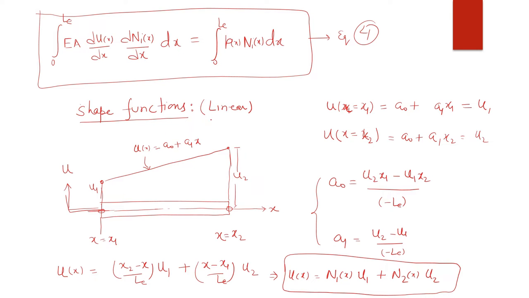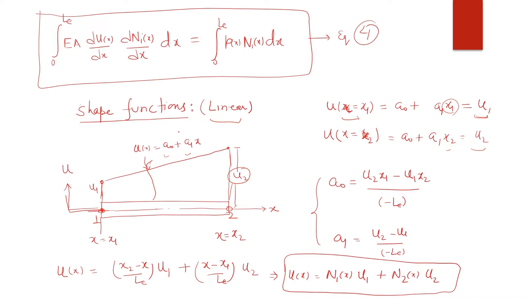Now, for the shape functions, if we are using linear shape functions, we have node 1 and node 2. Therefore, the displacement at node 1 would be u1 and at node 2 would be u2, and the variation of displacement in between the two nodes would be a0 plus a1x. Okay, so we can solve these linear equations at x equals x1, at node 1: a0 plus a1 x1 equals the nodal displacement u1. Similarly, u at x equals x2 is a0 plus a1 x2, and that nodal displacement would be u2.